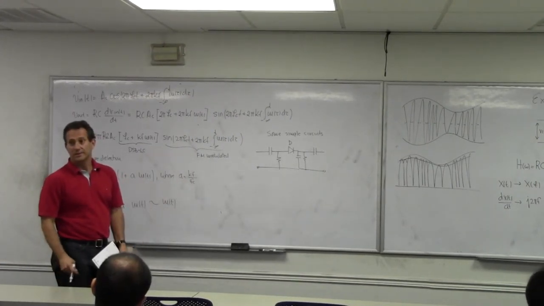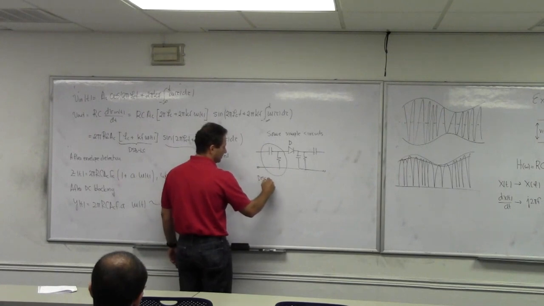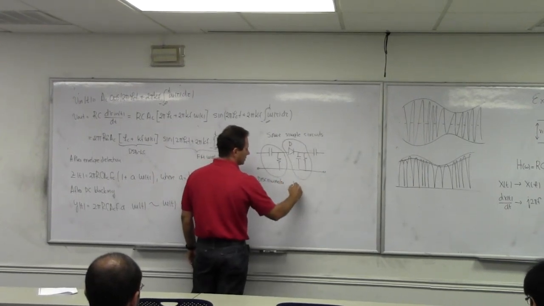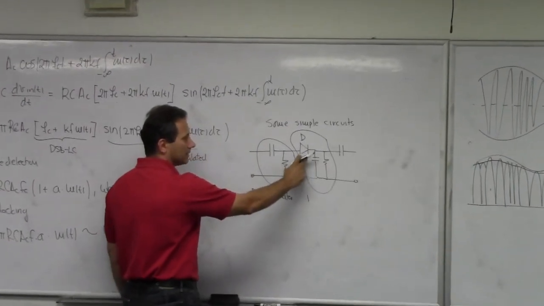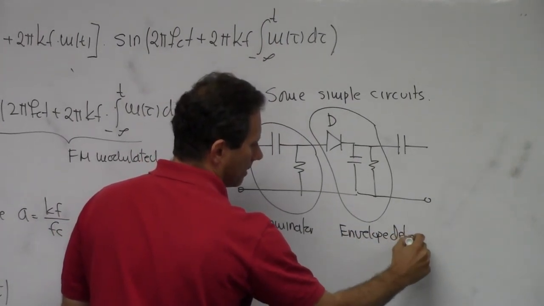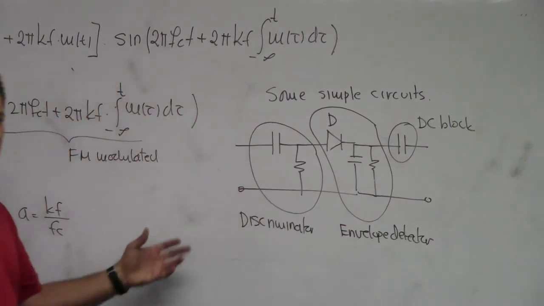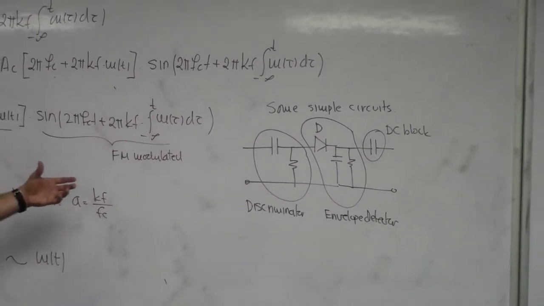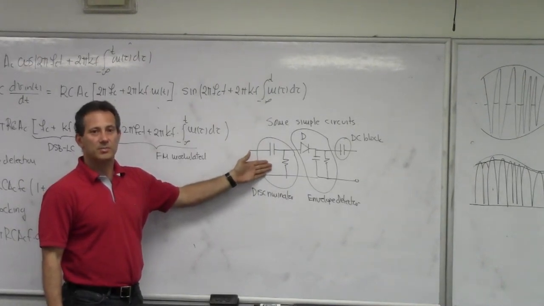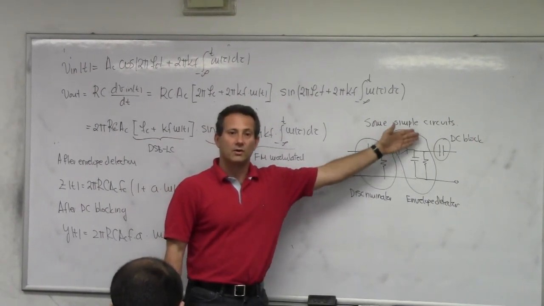What's the cost of this? Nothing, right? Really, really cheap. This part is a discriminator. This is a half-wave rectifier. So this is the diode and rectifier, and this is a low pass, so this would be your envelope detector. And this here is DC blocking. Right? And you can come up with a whole bunch of simple circuits that follow this general methodology. You need a linear filter whose frequency response depends linearly on the instantaneous frequency. You have to have some sort of rectifier followed by a low pass filter followed by a DC blocking circuit.